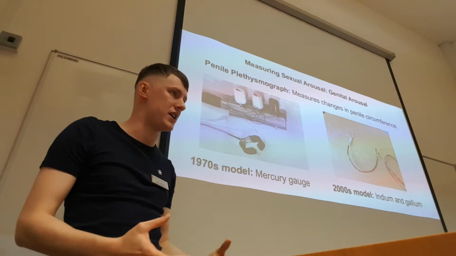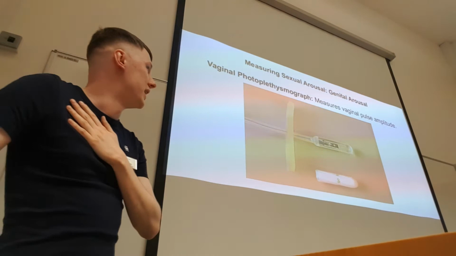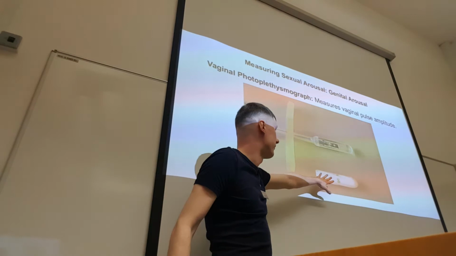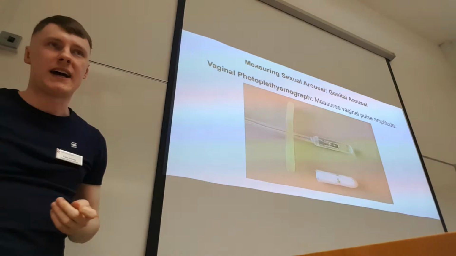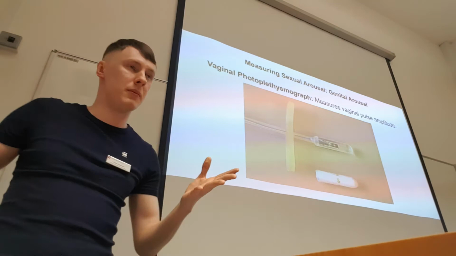For women, it's not quite as simple. We have a vaginal photoplethysmograph instead. This is the device with a size comparison for a tampon. It's inserted up to this rubber stopper, which is a few inches. What this actually does is it has a red light on it and a photoreceptor. The light is emitted into the vagina, and when it's reflected by the vaginal walls, it's picked up by the photoreceptor.